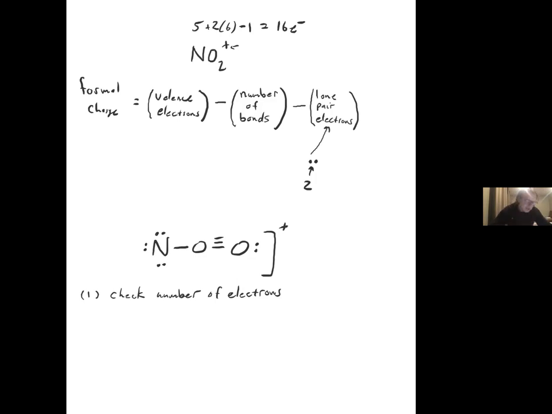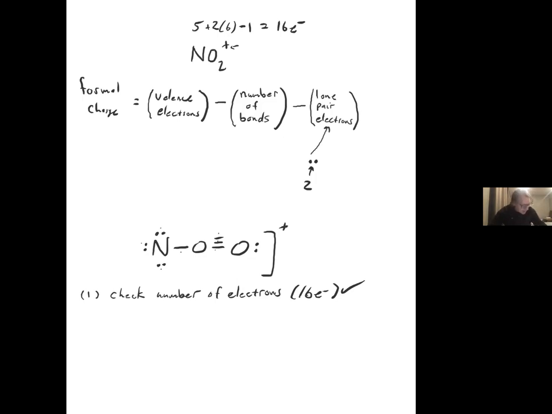So let's make sure there's 16. 2, 4, 6, 8, 10, 12, 14. Oh, good. So the first step is good, 16 electrons. So that's promising. That looks pretty good right there.